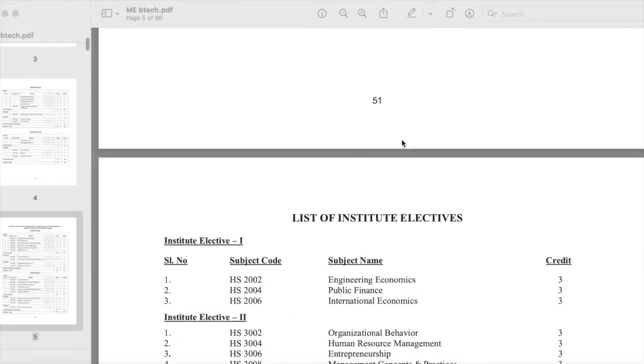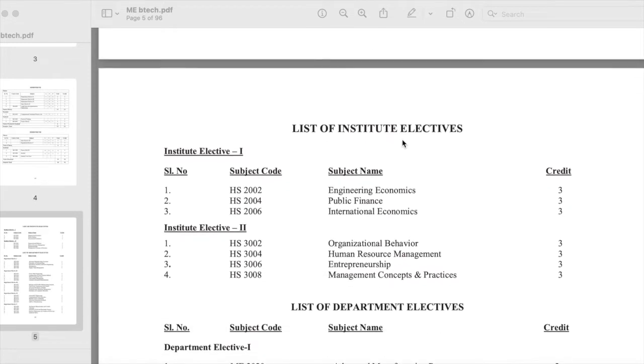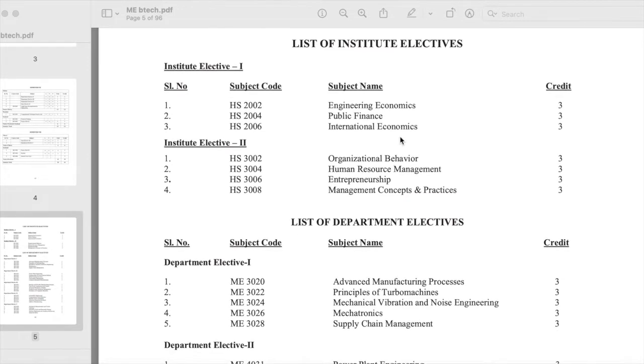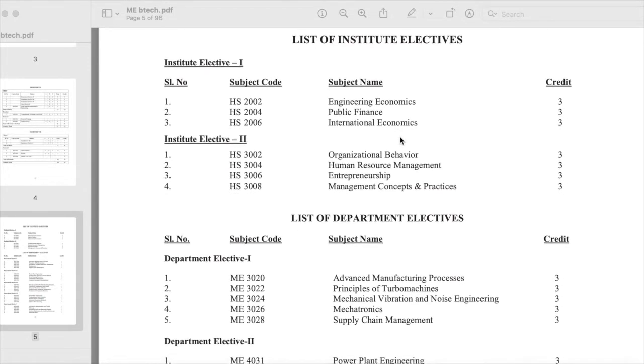Next, list of Institute Electives. Institute Elective I: Engineering Economics, Public Finance, International Economics. Institute Elective 2: Organizational Behavior, Human Resource Management, Entrepreneurship Management Concepts and Practices.